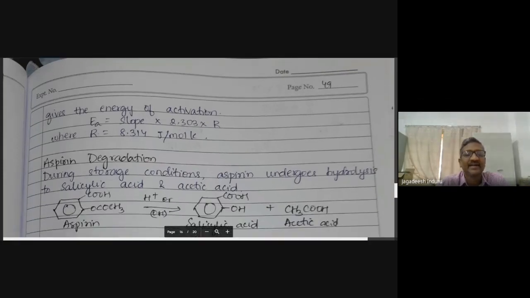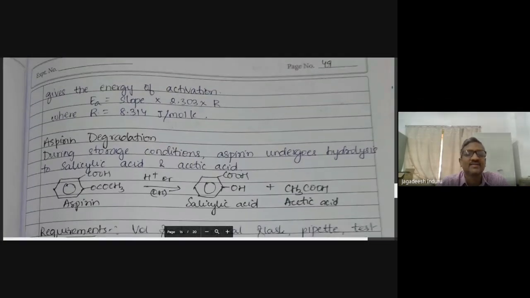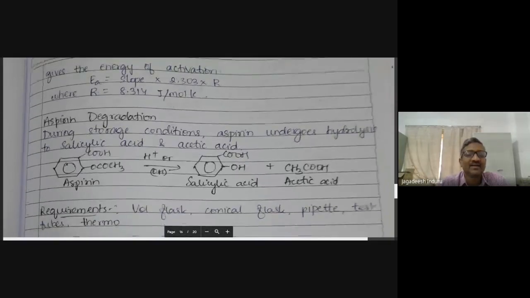And aspirin degradation is the principle in this experiment. You see this particular one, it is acetyl salicylic acid. Salicylic acid is a carboxylic acid, that is an aryl carboxylic acid, and it has an acetic acid group and a salicylic acid.